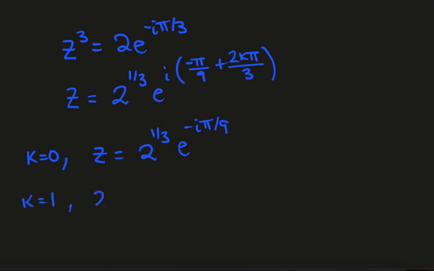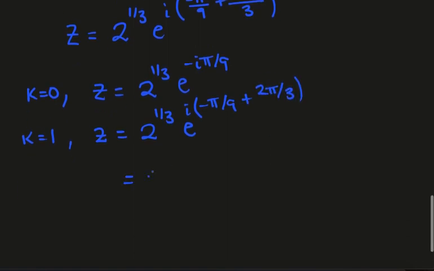If we take k equals 1, we get 2 to the 1/3 e to the i, minus pi on 9 plus 2 pi on 3. This is the same as 2 to the 1/3 e to the i, and we can write this as minus pi on 9 plus 6 pi over 9, so what I'll end up with is 5 pi over 9.